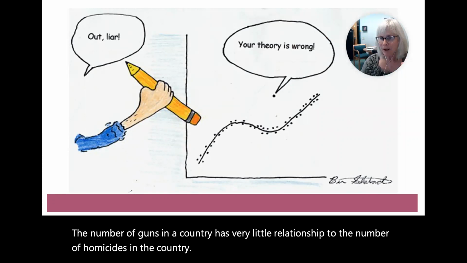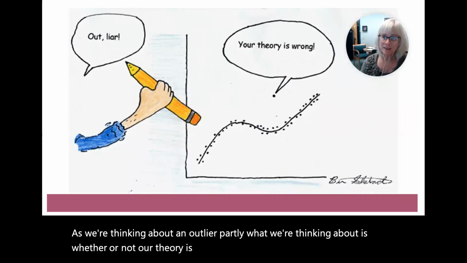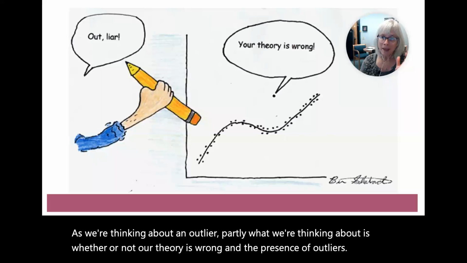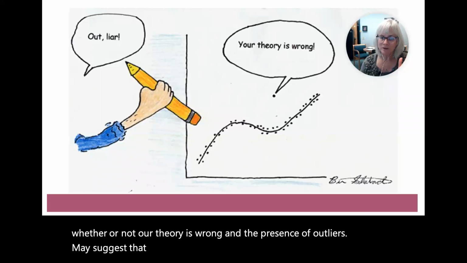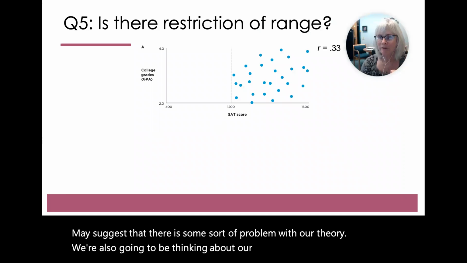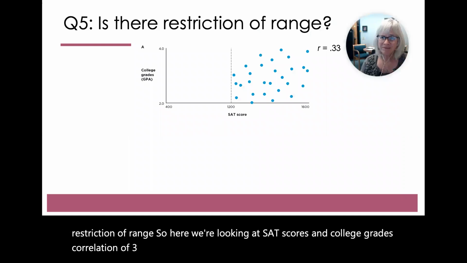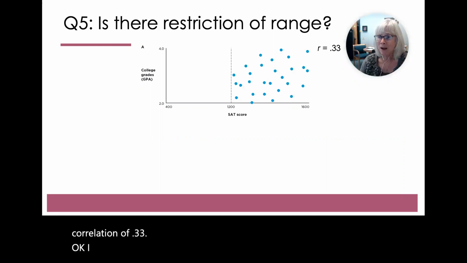As we're thinking about an outlier, partly what we're thinking about is whether or not our theory is wrong, and the presence of outliers may suggest that there is some sort of problem with our theory. We're also going to be thinking about our fifth question out of 6: is there restriction of range? So here we're looking at SAT scores and college grades, correlation of 0.33. Okay, that's a moderate correlation, but not a huge one.